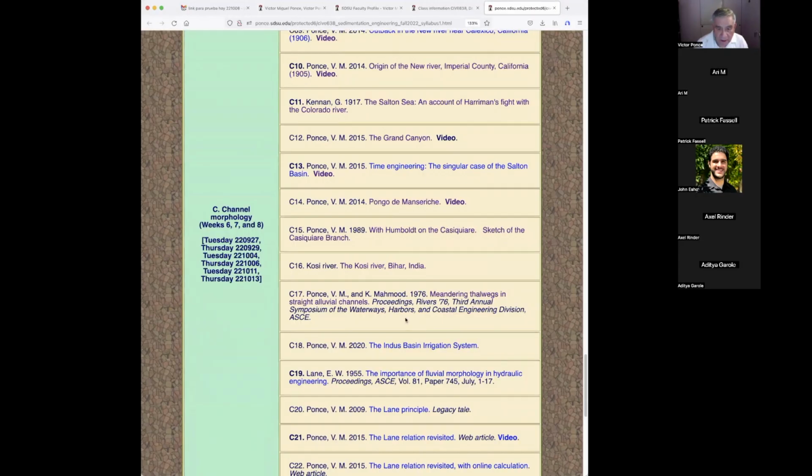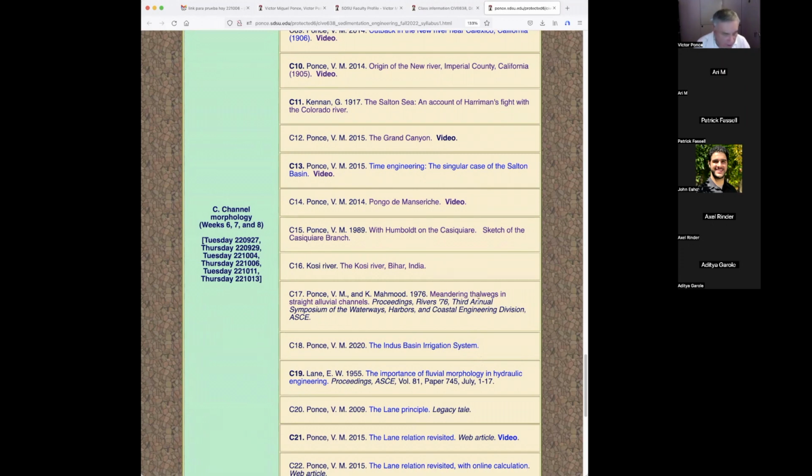And the subject today is more on the geomorphology. Particularly, we're going to be talking today or covering the Lane relation, the famous Lane relation. It's one of the most important concepts in our class. Today, I'm going to cover from C17 till C22, hopefully. So let's get started here.